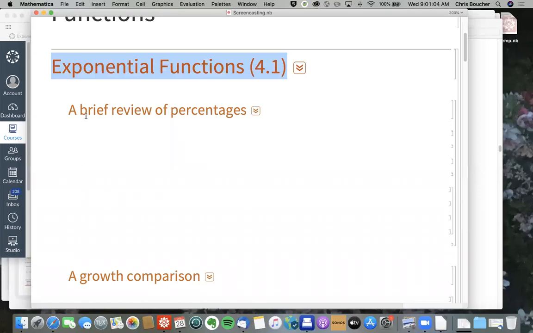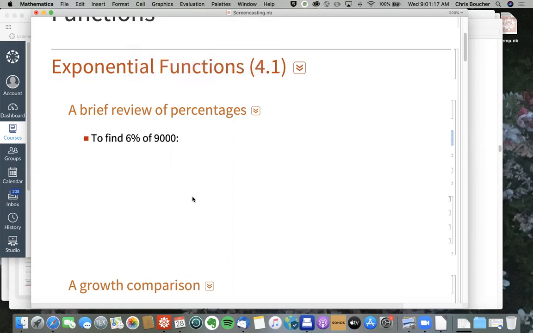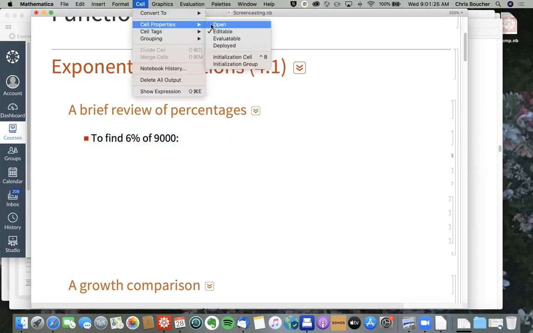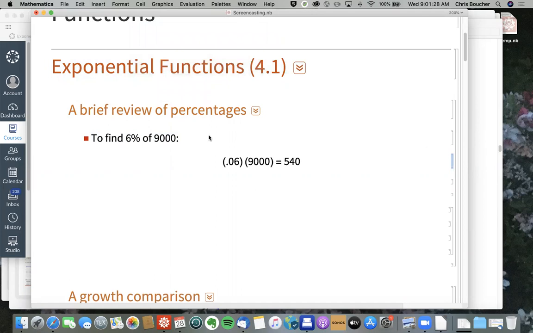All right, so let's start with some review, and I expect that the stuff here you have seen before, but exponential functions are closely related to percent change, so it's worth reviewing some basics of that first. So first of all, how do you compute the percentage of a number? Say you want to take 6% of 9,000. Well, you all know that 6% is 0.06. And so the way you get 6% of something is you just multiply the number by 0.06. So 540 is 6% of 9,000.